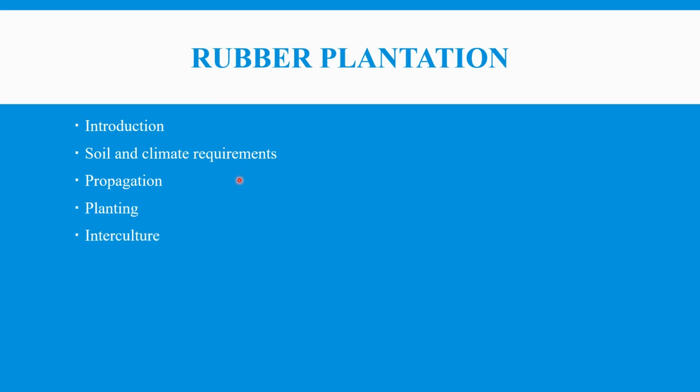We will be discussing the introduction of the crop rubber, the soil and climate requirements, propagation methods, planting methods and intercultural operations, and manures and fertilizers. Then tapping, how the tapping process occurs in the rubber plantation, and the yield, how much yield we are getting per year from the rubber plantation.